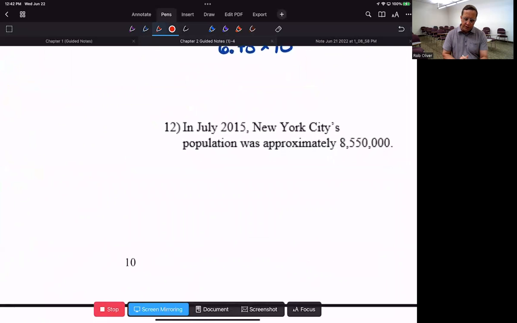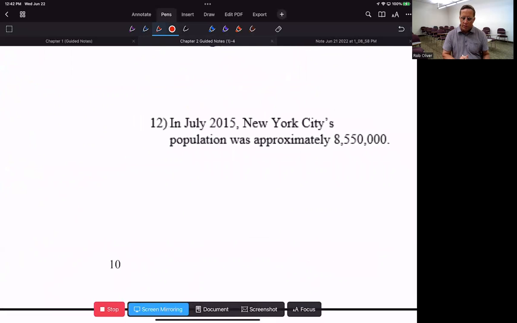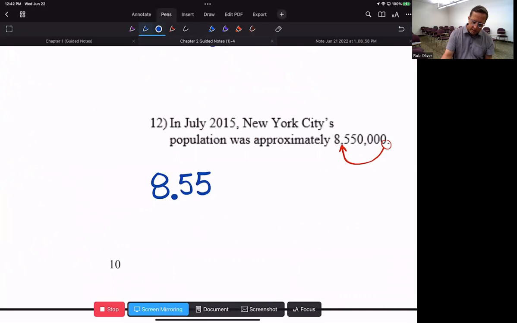All right, in 2015, New York City's population was approximately 8,550,000. And so the decimal is right there. We want to move it between the 8 and the 5. So you got 8.55. So all the zeros after that aren't necessary anymore, so we don't need to show them.